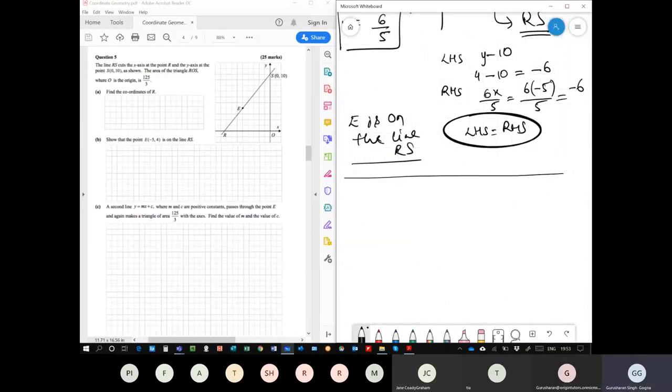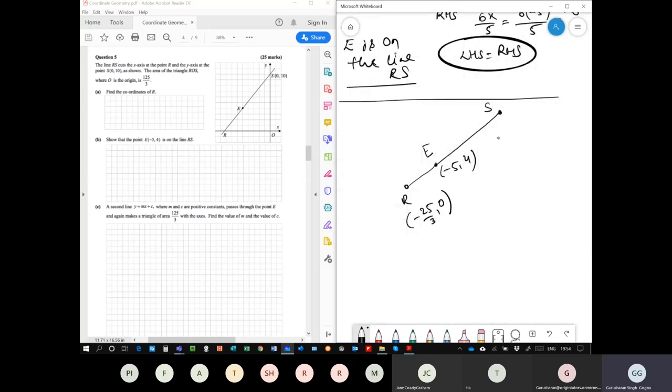Now, what is the second way of doing it? What's the second concept you can apply? I have R here, E here, and S here. Okay. I want to prove that. Let's write down the coordinates. Minus 25 over 3, comma 0. And this is 0, comma 10. Okay. I don't want to get the equation, let's say. I just want to prove it that E is on the line.